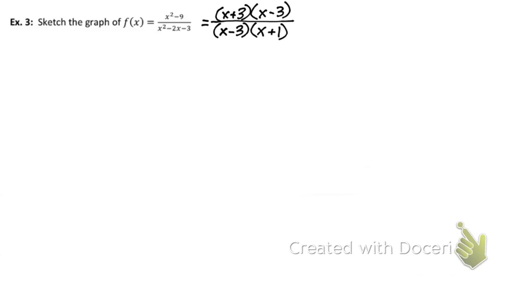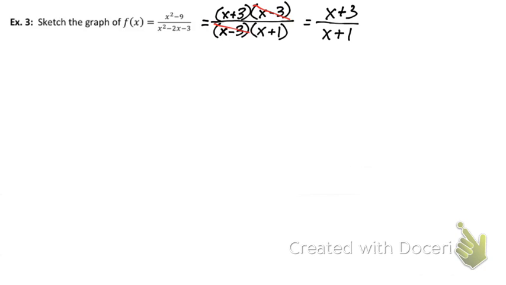Now, I did this for a specific reason. Remember from yesterday, if they cancel each other out, we can do the canceling. So we can actually cancel these out to make our equation a little simpler. So I can cancel those out to make this equal x plus 3 over x plus 1.